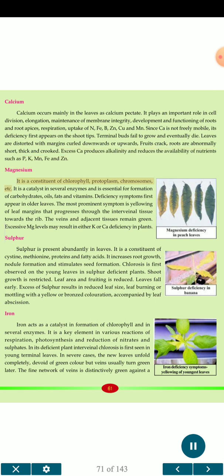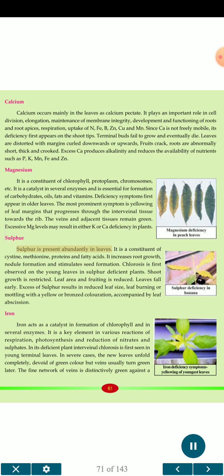Magnesium. It is a constituent of chlorophyll, protoplasm, chromosomes, etc. It is a catalyst in several enzymes and is essential for formation of carbohydrates, oils, fats and vitamins. Deficiency symptoms first appear in older leaves. The most prominent symptom is yellowing of leaf margins that progresses through the interveinal tissue towards the rib. The veins and adjacent tissues remain green. Excessive Mg levels may result in either K or Ca deficiency in plants.